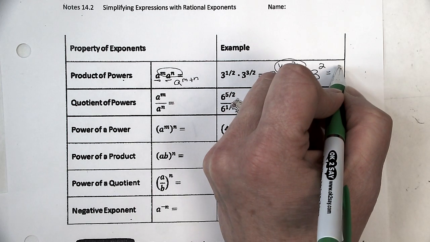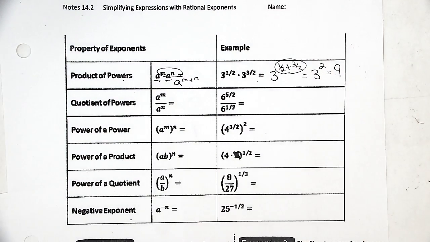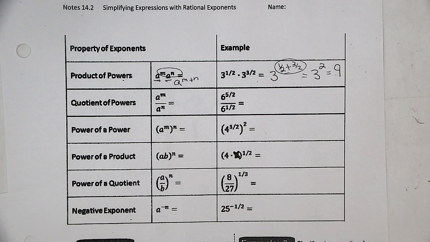9. Keep in mind, and this is going to happen on your homework, sometimes the denominator is not going to be the same. What do you have to do? Find a common denominator, add them together. So that will happen on your homework. Okay, next one, the quotient of powers.